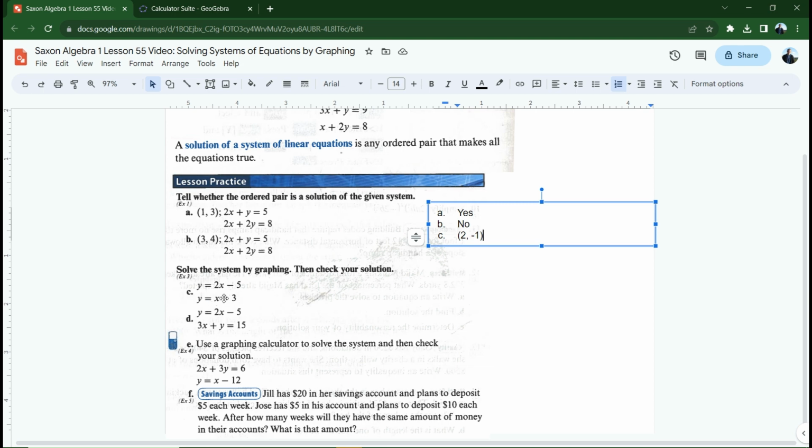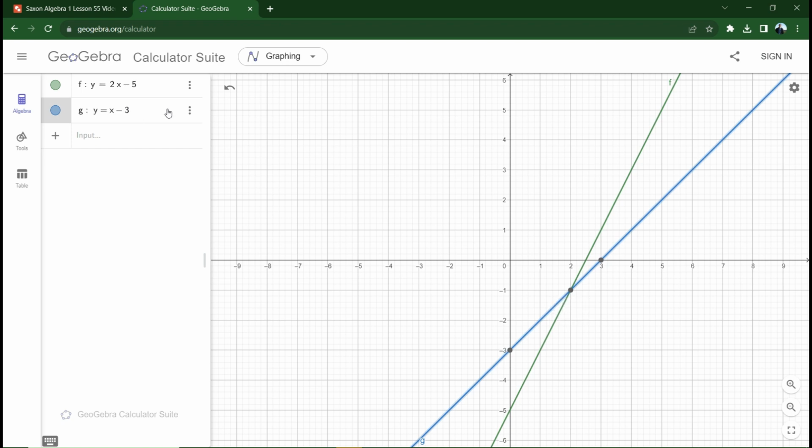2 minus 3 is -1. All right, that works as a solution. Let's try D. Y equals 2x minus 5. Oh, the first equation is the same. The second one is 3x plus y equals 15. Okay, so we're going to enter that as the second equation.